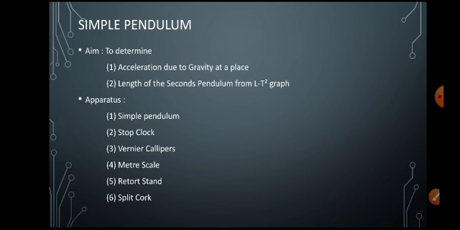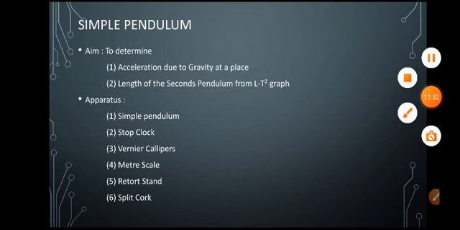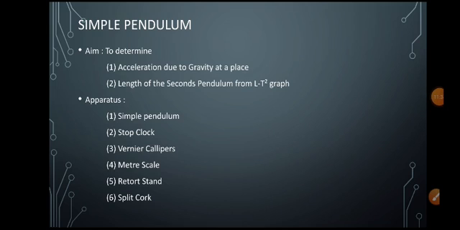Now you have to see what apparatus are required for this experiment. The apparatus are a simple pendulum, stop clock, Vernier calipers, meter scale, retort stand, and split cork. These are the required apparatus to perform the simple pendulum experiment. So the aim is to find out the gravitational acceleration at this place.